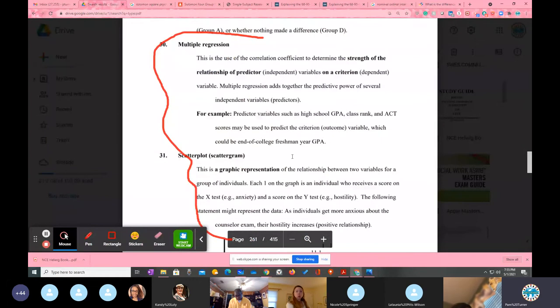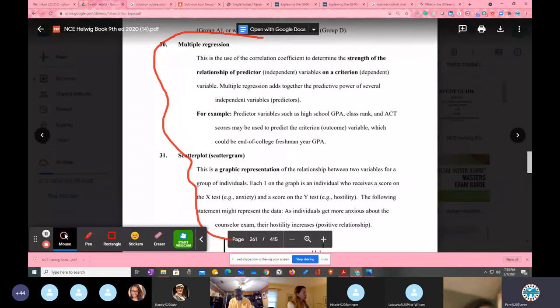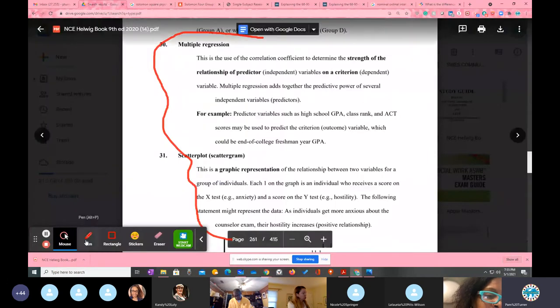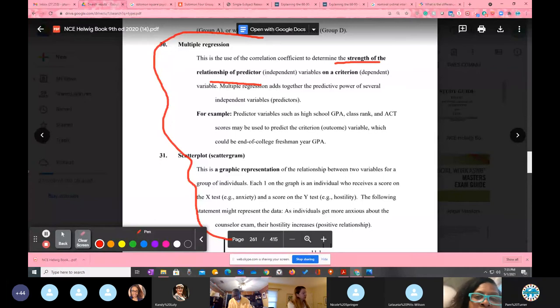Okay. Multiple regression, let's look at that one, which is different than regression to the mean. With multiple regression, you are looking for relationships, the strength of the predictor. Okay. See, oh, someone's not muted. Mute yourself, somebody. Okay. So multiple regression, I'm looking for a relationship.